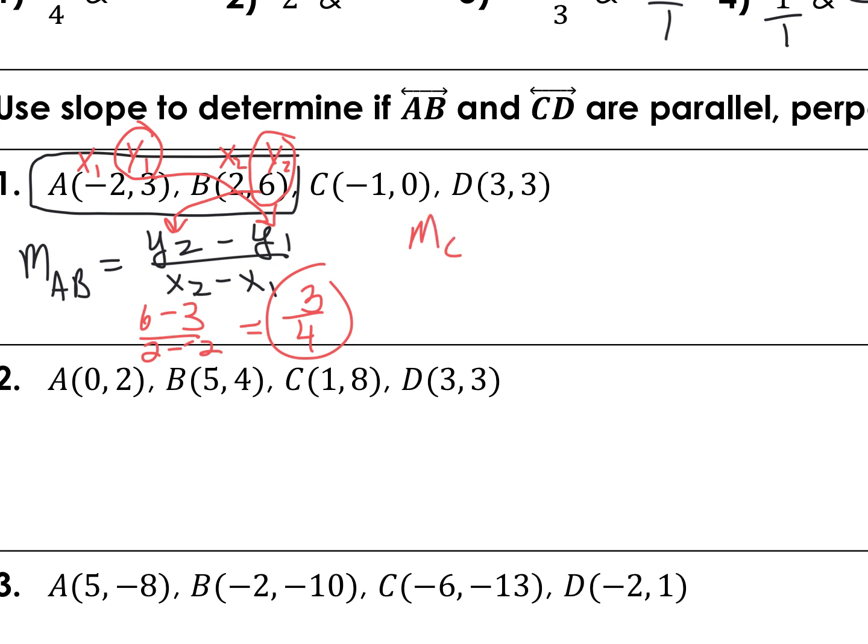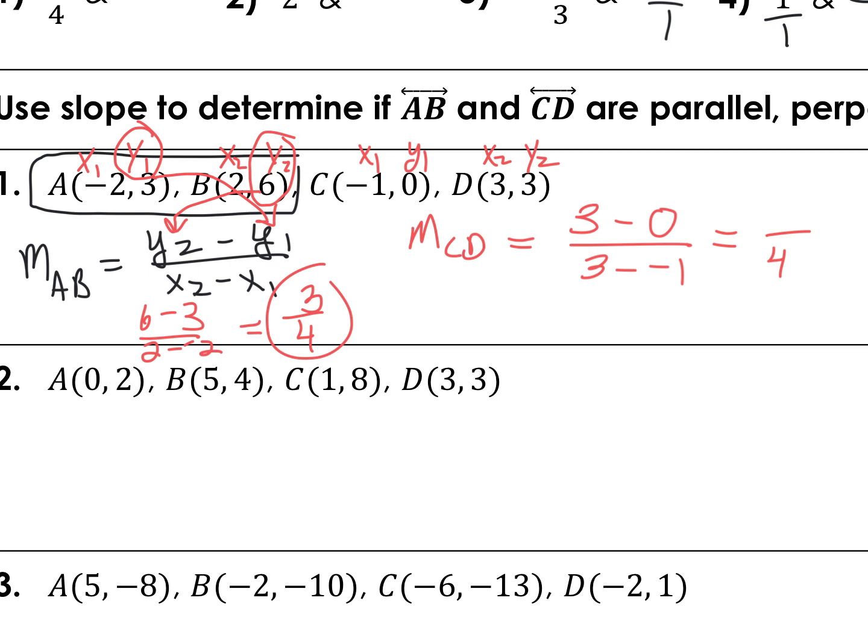So slope of CD, that is 3 minus 0 over, what goes on the bottom? 3 minus a minus 1. So this is x1, this is y1, this is x2, this is y2, right? So 3 minus a minus 1 is 4. Again, sign errors are really common with these.